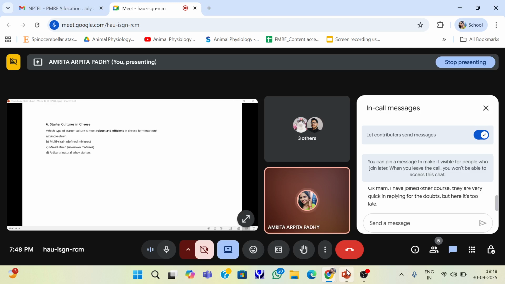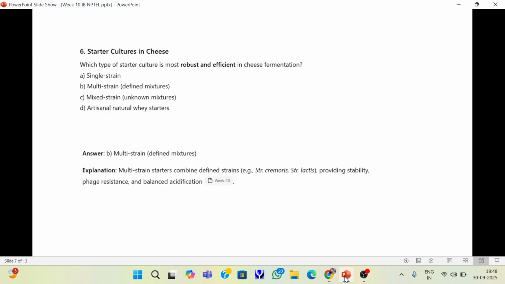Okay, let's see the correct answer to this question. It is B, multi-strain, defined mixtures. The multi-strain starters combine defined strains, providing stability, phage resistance, and balanced acidification. So which type of starter culture is most robust and efficient? It is the multi-strain, the defined mixtures, because they provide stability, phage resistance, and balanced acidification.